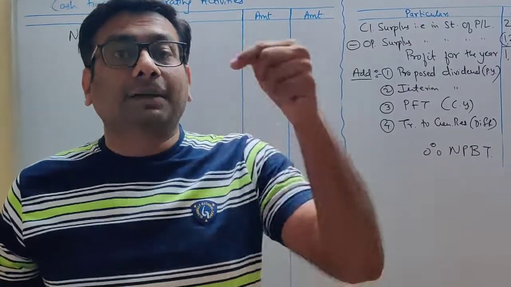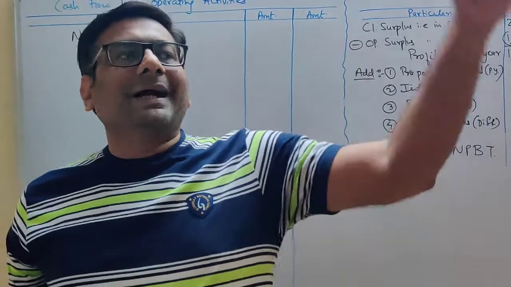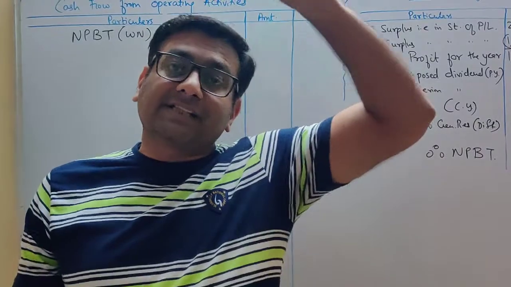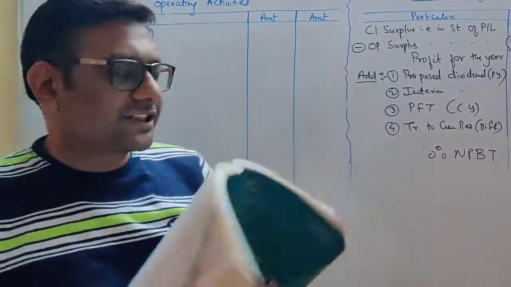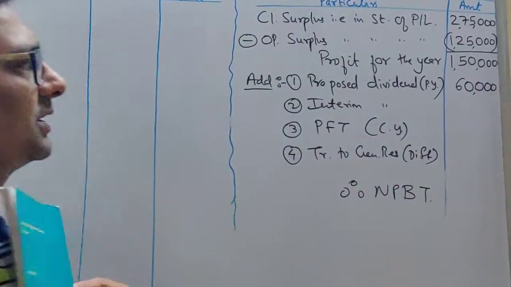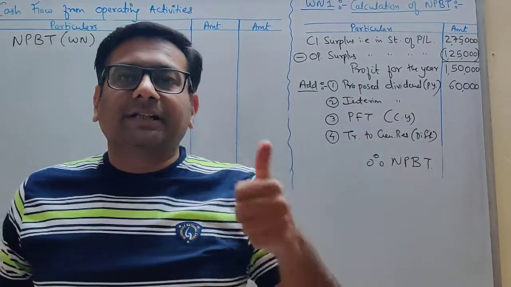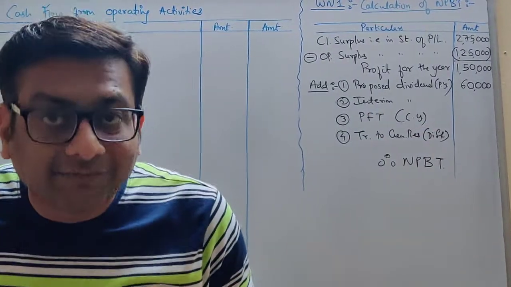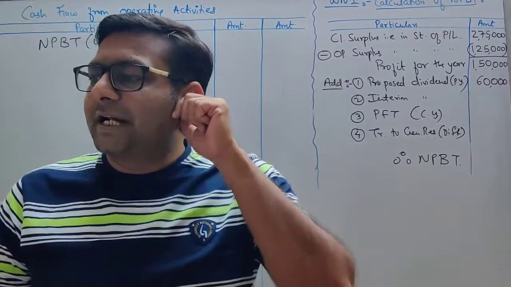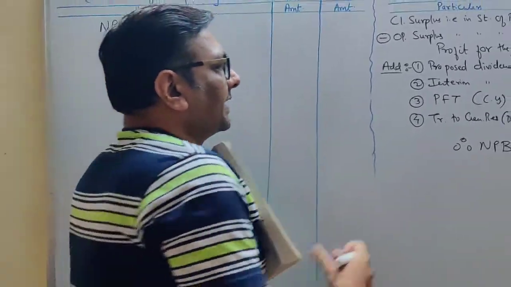Why? Current year proposed dividend is still under approval. It is not approved by the shareholders till date, so we are ignoring it. We will consider the previous year's proposed dividend, which is 60,000. So I am going to write the previous year's amount, 60,000. The current year's proposed dividend you will ignore. Now interim dividend, this will always be given as additional info. In this question they haven't given us additional information, so interim dividend is not there.